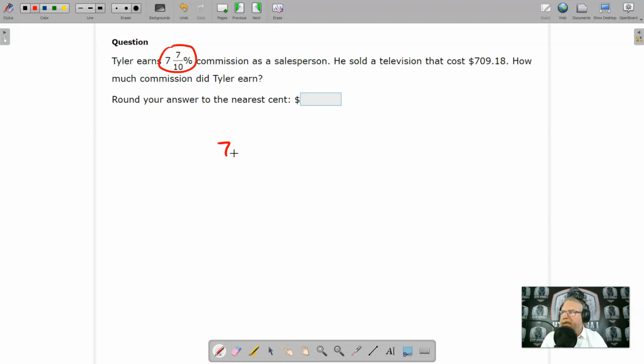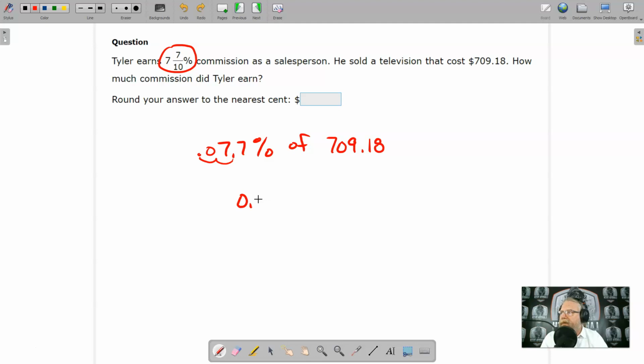7 7/10% of, and the cost of the TV was $709.18. So all I've done here is take the mixed number of 7 7/10 and change it over to a decimal, 7.7, because the 7 here is indeed in the tenths place, so that would be 7/10. Now I want to change this percentage over to a decimal, so I'm going to move the decimal over 2 places, and I'm going to need a placeholding 0, so that's going to be 0.7, nope, wrong.